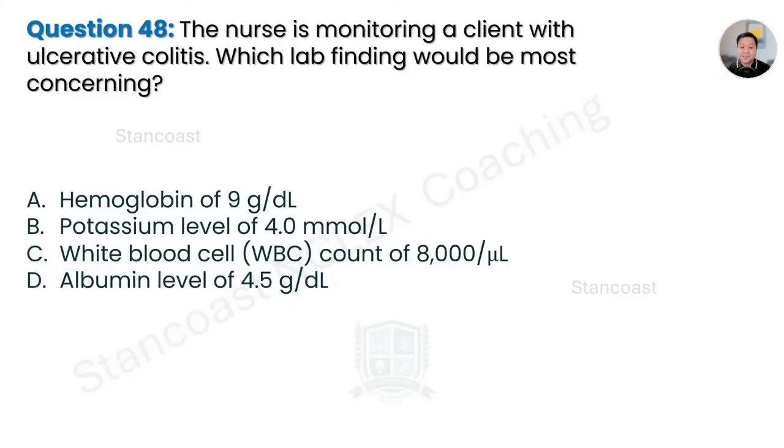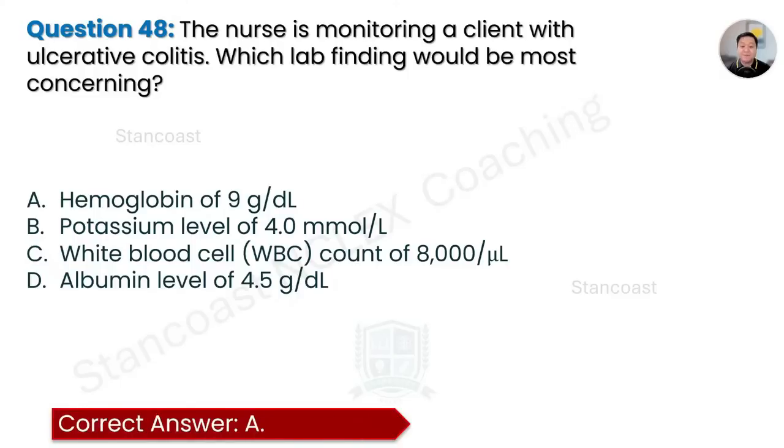The answer is letter A, because that value indicates anemia and often caused by the chronic blood loss from frequent bloody stools in ulcerative colitis, and this can lead to fatigue and other complications. So here you need to prioritize abnormal findings linked to common complications of the condition.